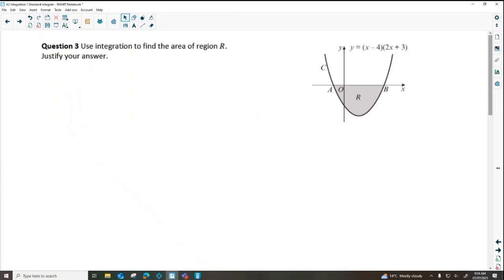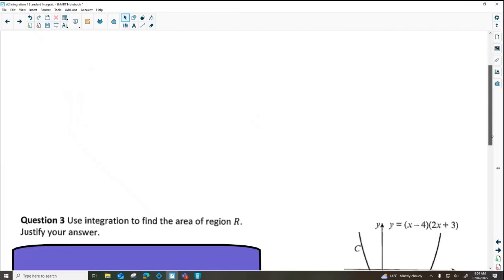So R is the region bounded by the curve y equals x minus 4 in a bracket times 2x minus 3, starting at some point A and some point B. It says justify your answer. So again, my friends, please pause the video. Please have a go at this question, then I will talk through a solution to this.